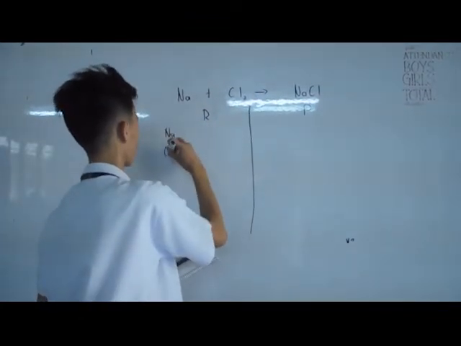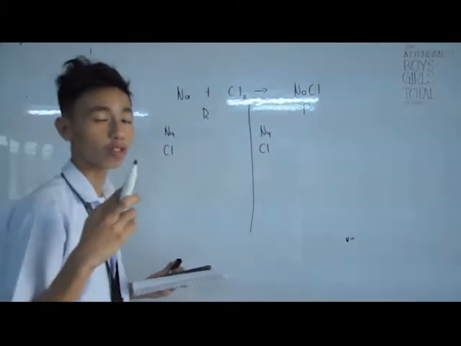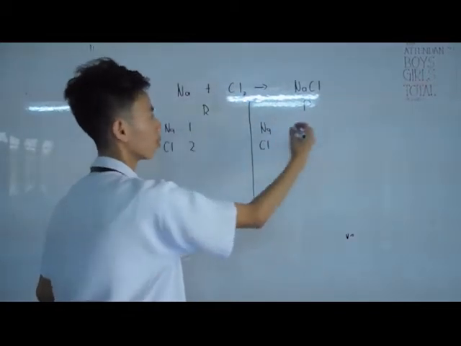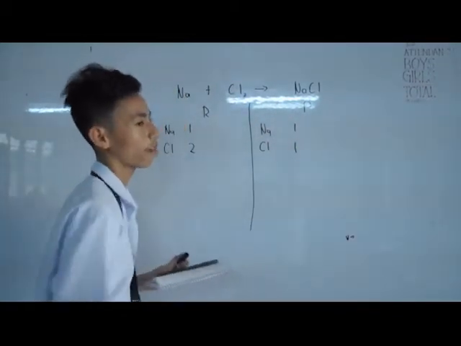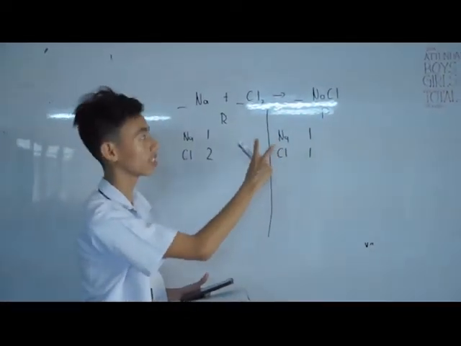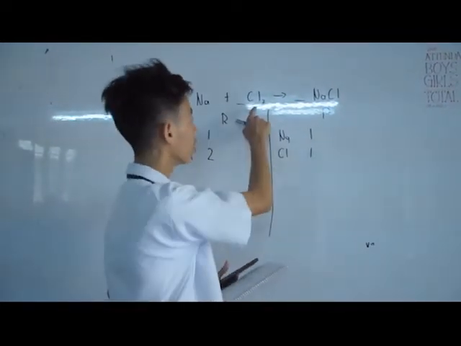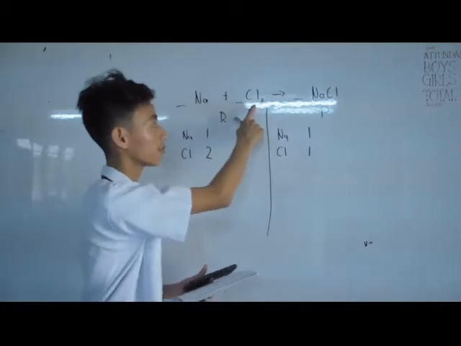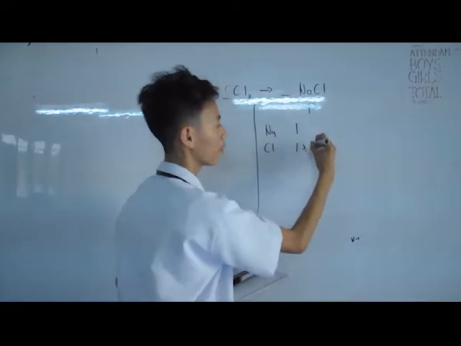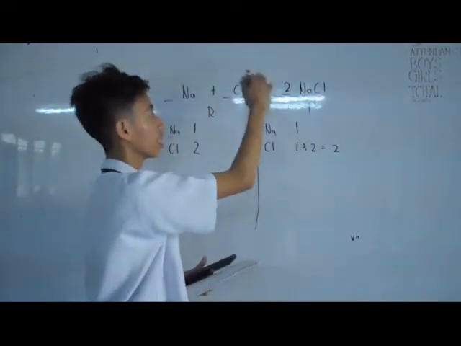So the number of sodium on the left side is 1, the chlorine is 2, and on the other side both have 1 atom. So as you can see, the number of chlorine on both sides is not yet equal. So first we must focus on chlorine. If the left side has 2 atoms of chlorine, the right side must be multiplied by 2, so they have the same number of atoms. So the coefficient is 2, and this is 1.